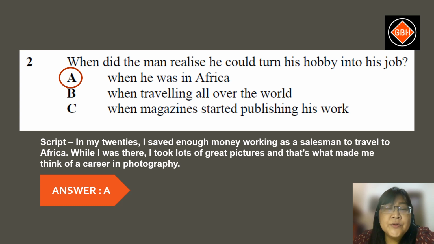Now for question 2. When did the man realize he could turn his hobby into his job? There are three options. A, when he was in Africa. B, when traveling all over the world. C, when magazines started publishing his work. So in the audio, you will listen to these sentences.